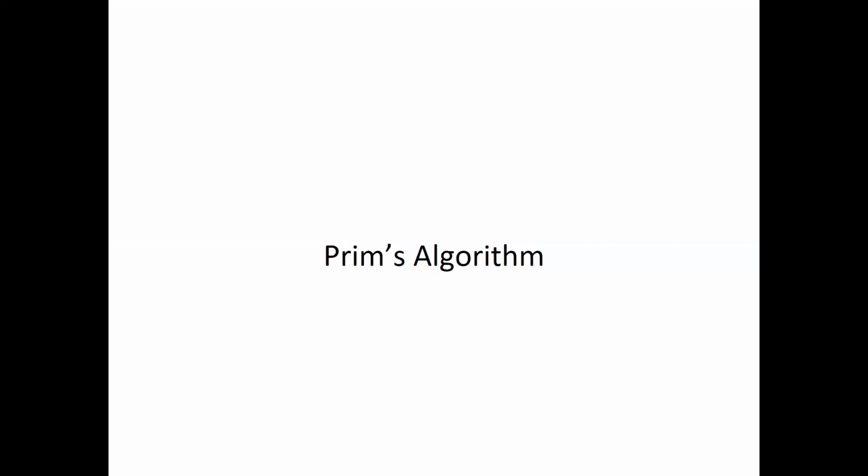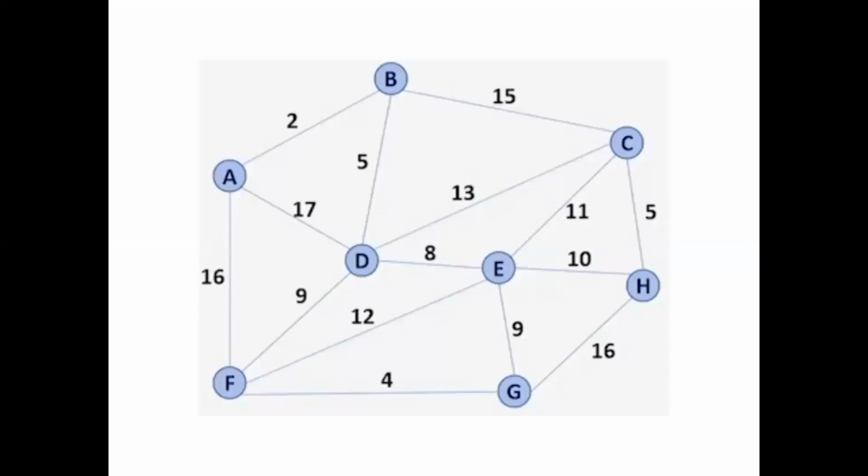The topic is Prim's algorithm. It is also an algorithm for finding the minimum spanning tree, just like Kruskal's algorithm. Both Kruskal's and Prim's algorithms are greedy approaches. Now, how do we start with this algorithm?